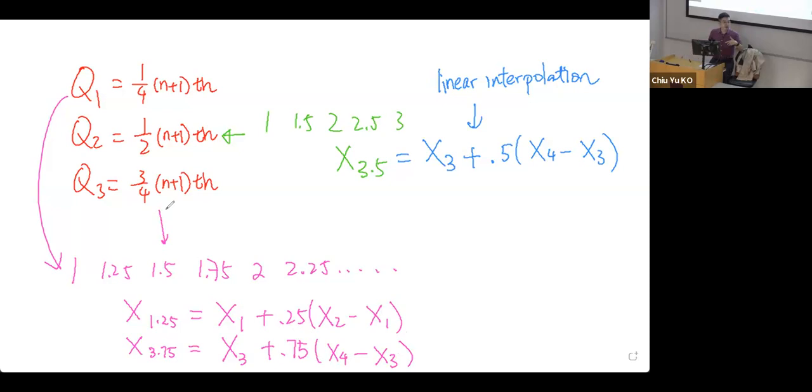That's the meaning of percentile. If you learn it on other occasions, though we don't cover it in this class, it's the same idea. You just use a linear interpolation there.